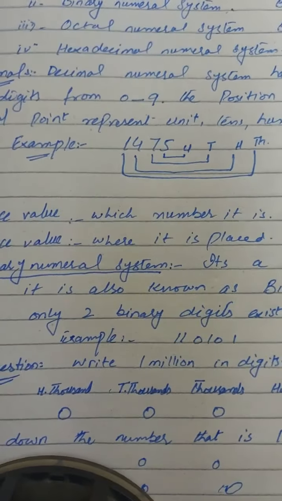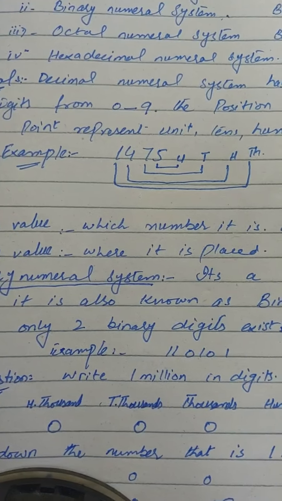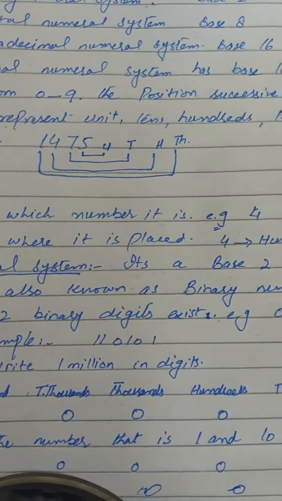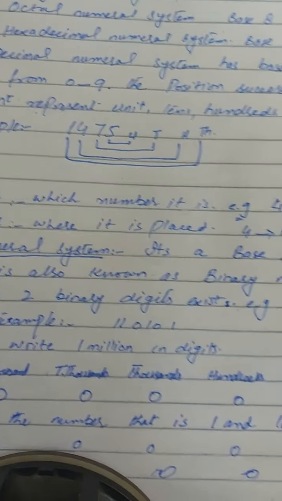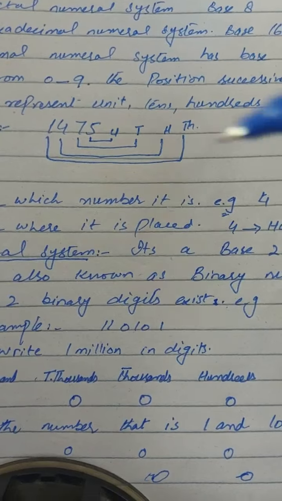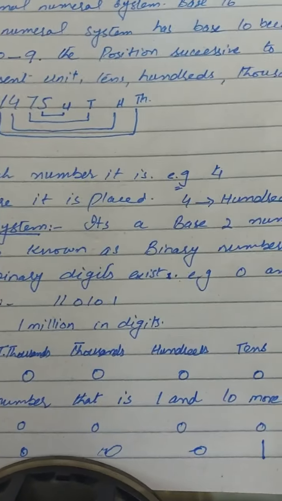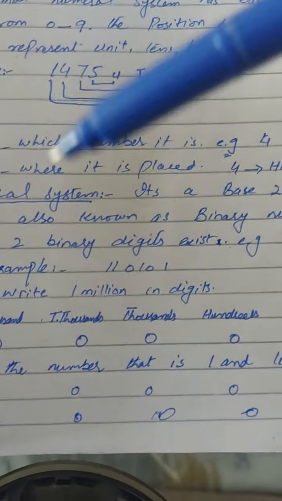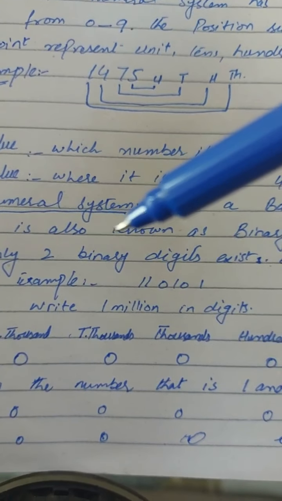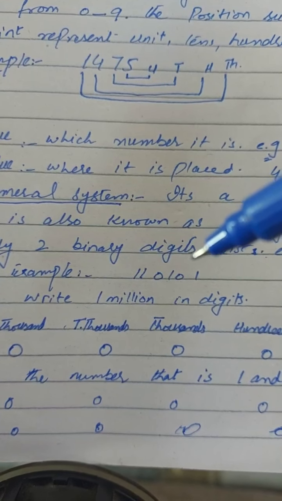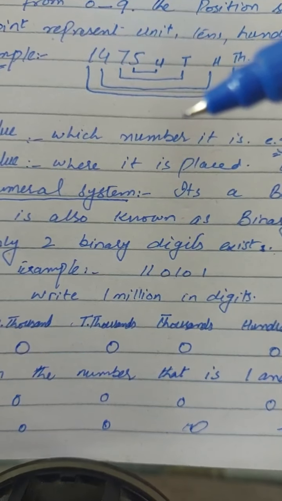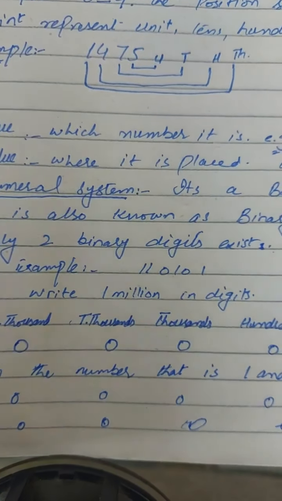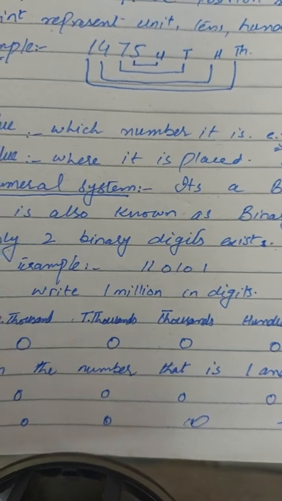In the same way, we are having our binary numeral system, and the binary numeral system is a base 2 numeral system, and it consists of two digits only, and these two digits are 0 and 1. And there would be an example of it, that is 110101. Basically it is used in the computer language as well.